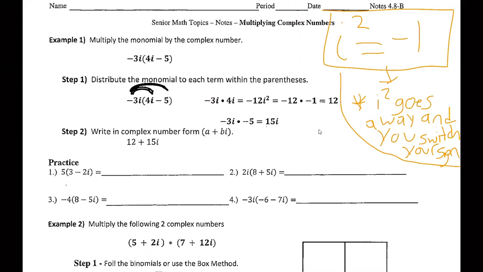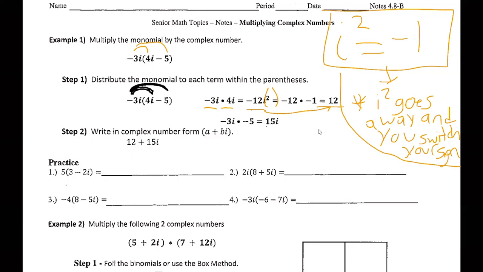If you want to look at this first example, you can see they distribute. If you have a monomial, like one thing times a binomial, you just distribute. And notice when they distribute this, -3i times 4i, you get -12i squared. So like I said, the i squared goes away and it switches your sign. Or you could also just replace your i squared with a -1, like so, but as you can see, this turns into +12. The i squared goes away and it switches your sign.